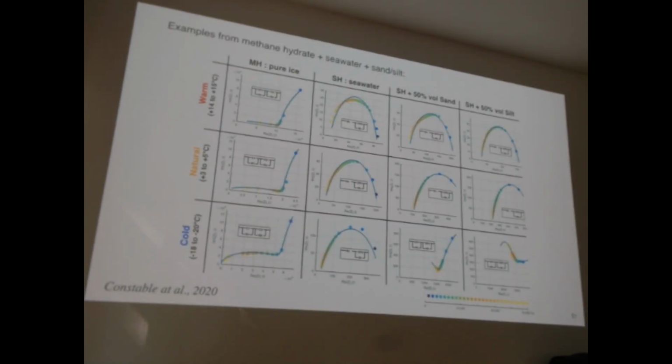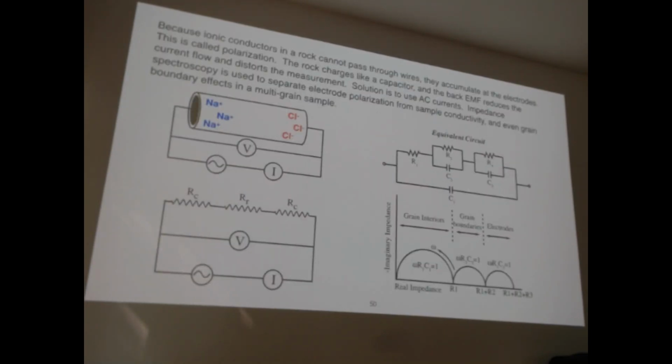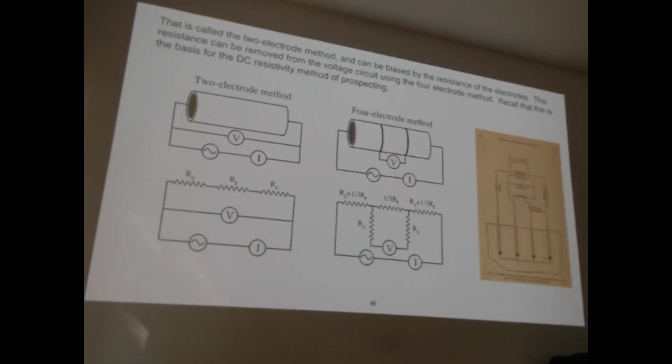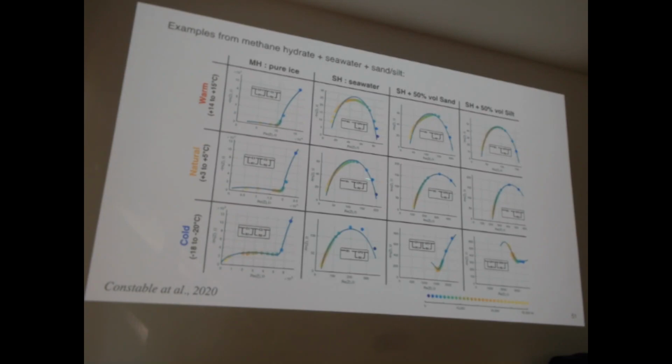This is a complicated system of gas hydrate and seawater and sand. The low frequencies are in blue, the high frequencies are in yellow, and you can see, so I misspoke. This is the high frequency arc, not the low frequency arc. And you can see how you're getting these arcs sometimes too.